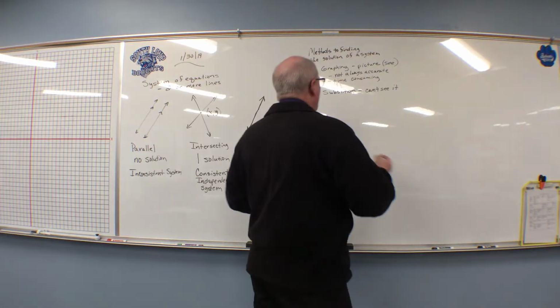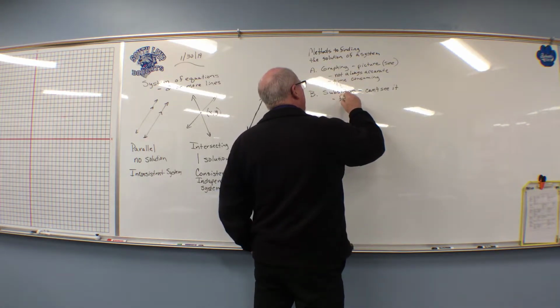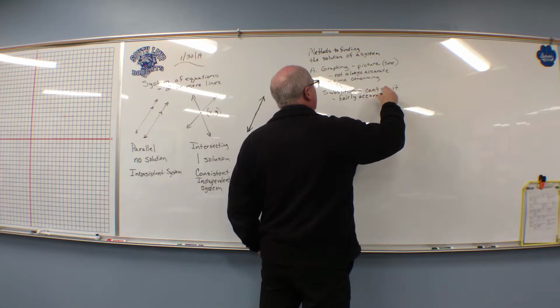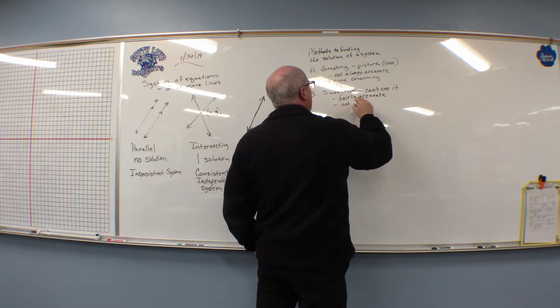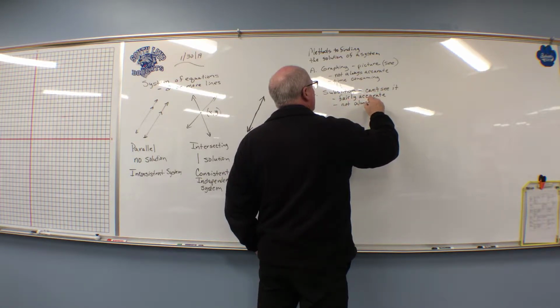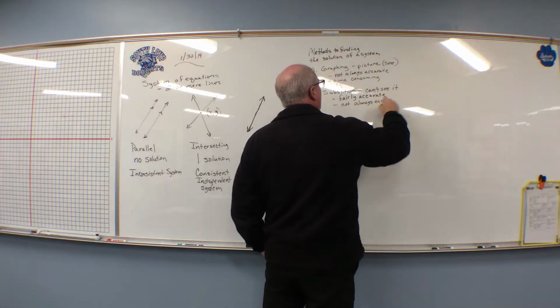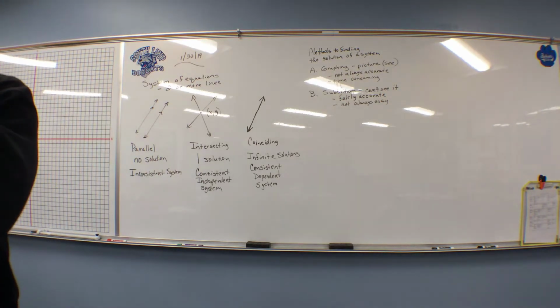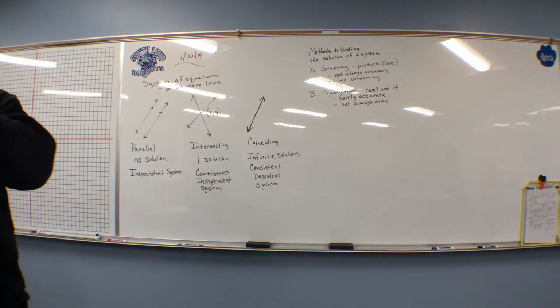Got it? What are the advantages of it? Fairly accurate. It can be rough, though. Not always easy. We want easy, don't we? To find something, we want easy, don't we? Okay?